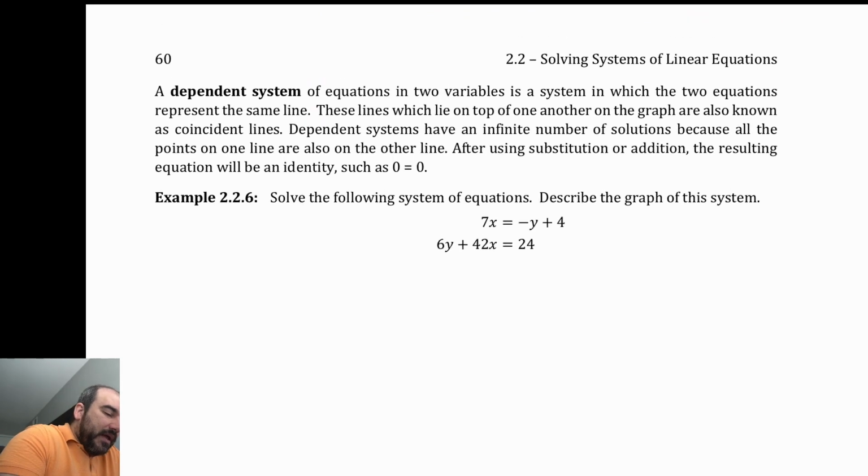Another thing that can happen is an absolutely true equation could come out as a result of your work. So if you end up with 0 equals 0 or 7 equals 7 or 12 equals 12, if you get an equation that is always true, that is what we call a dependent system. And this is the one where the lines are on top of each other, so we have an infinite number of solutions. So this one is infinitely many solutions.